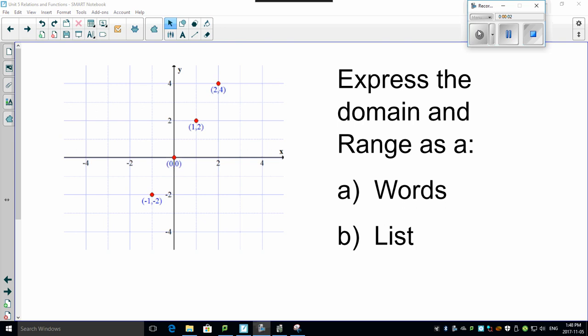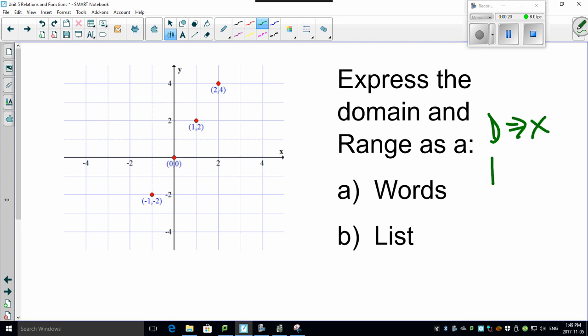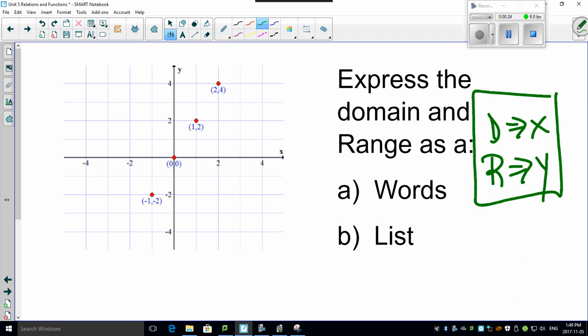All right, so let's start talking about how to use all those 5 methods that we talked about in the previous podcast. All right, so here's a question. It says, express the domain and range in terms of words and in terms of a list. Now, one of the things that I want you to remember is that domain means the X values. Range means the Y values. That's as simple as I can put it.